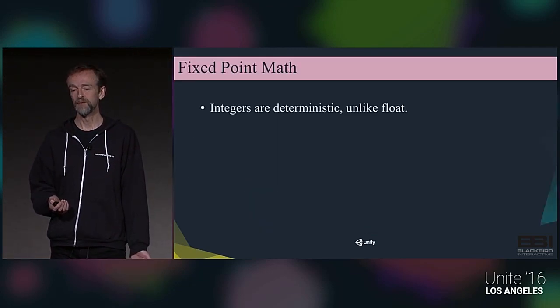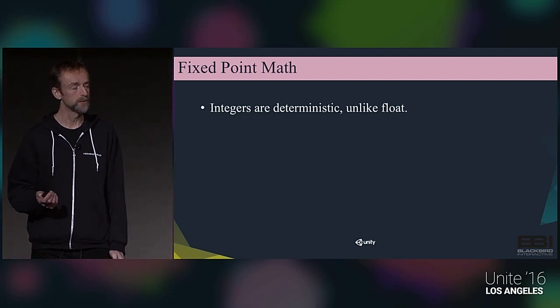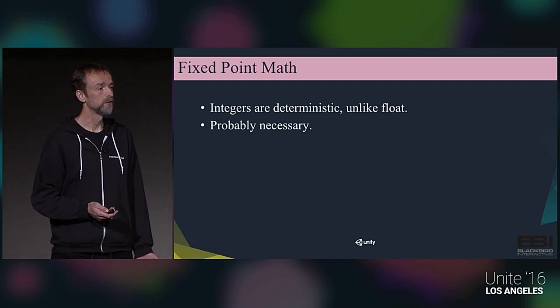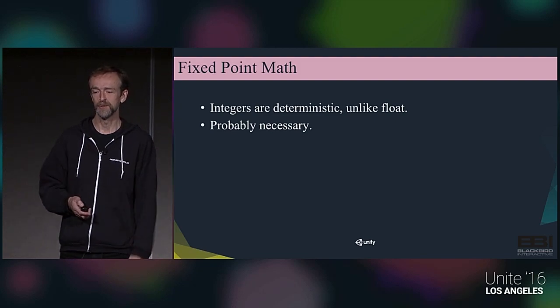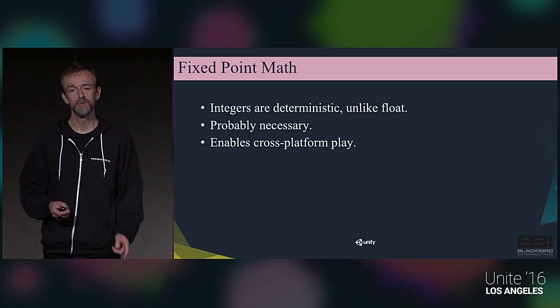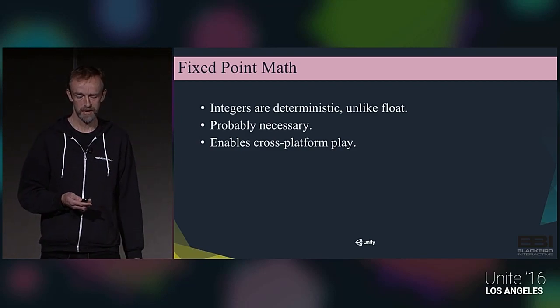Fixed point math, so no floats. Integers are deterministic. All the CPU vendors are good on that, so that's fine. As I said, probably necessary. I know a guy who works at Intel. He couldn't tell me it was okay to use floats, so I'm like, okay, I'm out, we'll use fixed point. It also enables cross-platform play. So we do PC versus Mac play, and that worked fine. We do 32-bit versus 64-bit, that worked fine.